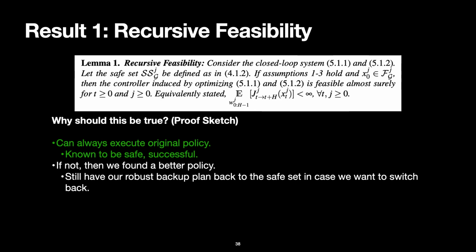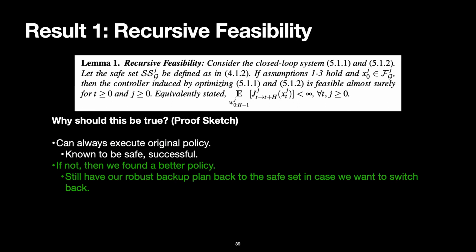Instead of going through the full proof, which can be found in the paper, we will instead discuss the main ingredients and intuition of the proof. In particular, the proof leverages the fact that we always have the option to execute an old policy. If we found a better policy, then we can execute it, but we will always maintain the option to revert to an old policy. Since the old policies are all robustly constraint satisfying, then the new policy is as well.